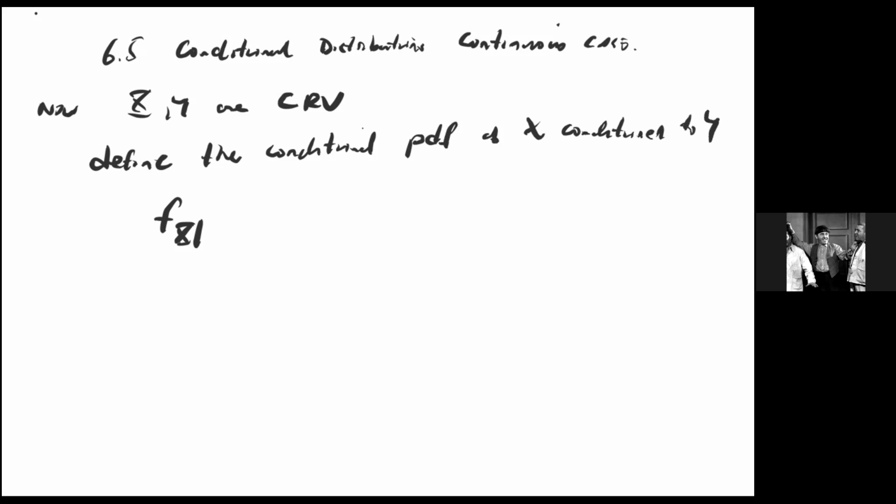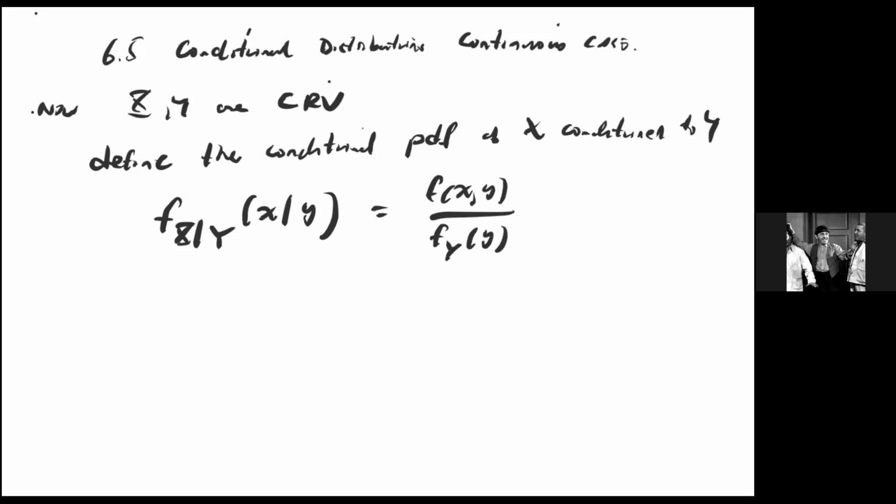So what that means is we look at, this is the notation, it's just like in the discrete case, we just have an f instead of a p. The definition is f of x, y divided by the marginal PDF for the variable y. So that's the definition, just like before in the discrete case.